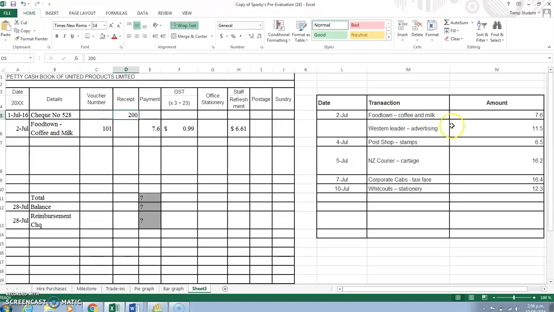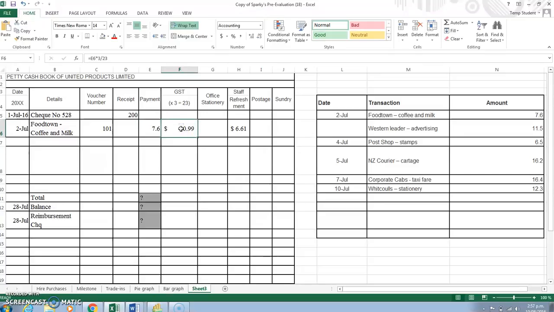Okay, so just looking over here at our transaction list, on the 2nd of July, we went to Foodtown and we bought coffee and milk for the amount of $7.60. Now we have to transfer that information into our petty cash journal. So on the 2nd of July, Foodtown, coffee and milk, our voucher number, which you will find in your assessment. So we're going to skip the receipt column and then go straight into our payment column. So we know that we spent $7.60, so we put that in our payment column.